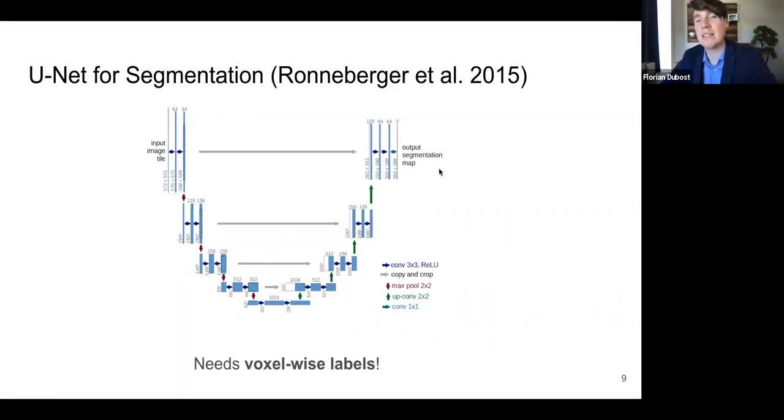The problem with this is that at the end of your network here, you need to have a full voxel-wise annotation as labels to be able to compute your loss. You need to compare every voxel in your prediction to every voxel in some sort of ground truth. And we don't have that, right? We just have some image-level labels, so we cannot use that as it is.